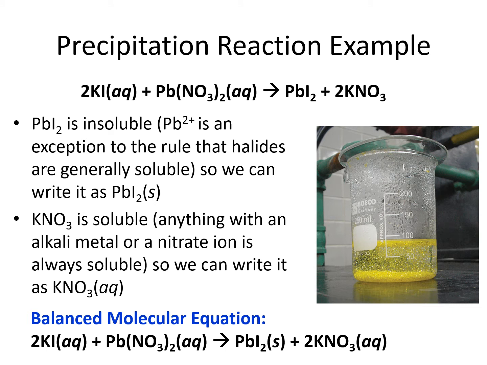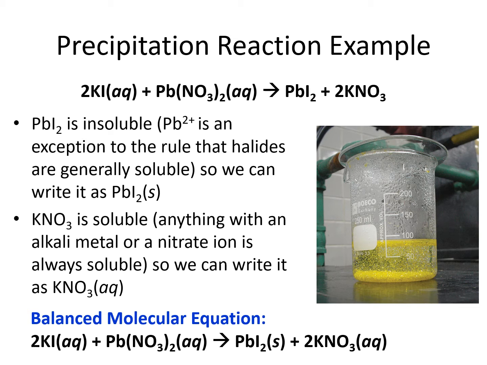After balancing our equation, we need to predict which is going to be our solid precipitate so that we can put in our states of matter. To do that, we use our solubility rules. Lead iodide is going to be insoluble in water. Even though halides, such as iodine, are usually soluble, lead is one of the exceptions. Since lead iodide is not soluble in water, we're going to put an S next to it for solid.